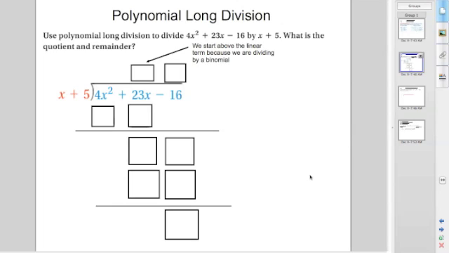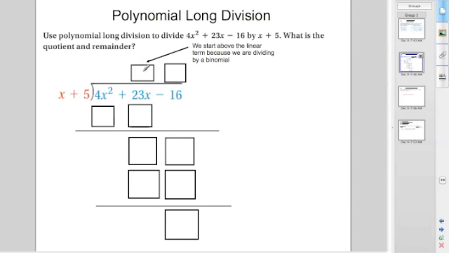So we want to divide using polynomial long division. We want to know how many times x plus 5 goes into 4x squared plus 23x minus 16. We want to know what the quotient and the remainder are. The quotient is what's up top, and the remainder is what's left over. Here we're starting above the linear term because we are dividing by a binomial.